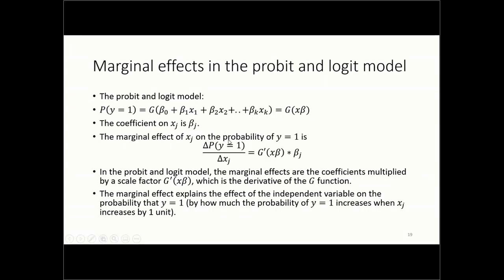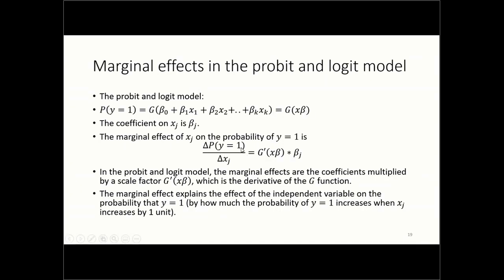So basically the coefficient on x1 is beta 1, the coefficient on x2 is beta 2, the coefficient on xk is beta k. But now if we want to take the marginal effect of xj on the probability of y equals 1, we need to take a derivative. So the change in the probability of y equals 1 divided by the change in xj. In order to find the derivative, we first take the derivative of this expression, which is g prime of x beta. So g prime of x beta is the derivative of g of x beta, times, then we go inside the expression, and we take the coefficient on the x variable, so that's going to be times beta j. So this is how we take a derivative.